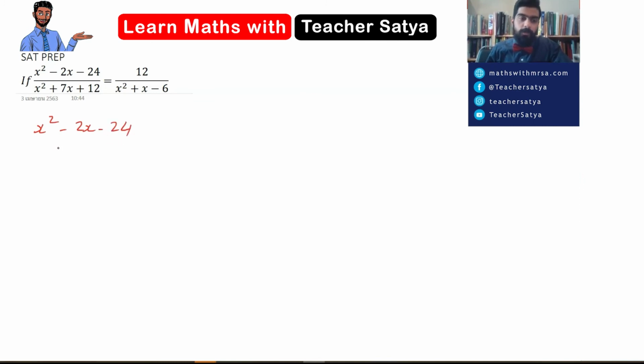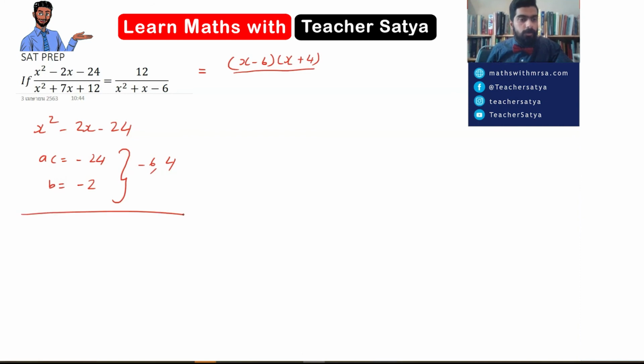So what are the two numbers? Two numbers that multiply and give us negative 24, and two numbers that add up and give us negative 2. So the two numbers here, let's see, negative 6 and 4. Negative 6 multiplied by 4 is negative 24, and negative 6 plus 4 would give us negative 2. So we can write the top one as x minus 6 and x plus 4. So we have figured out the top one now. Let's go to the next one.